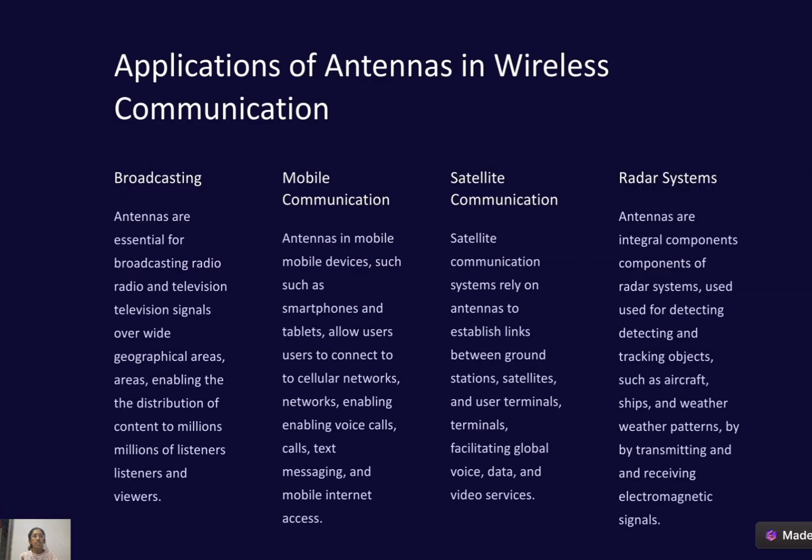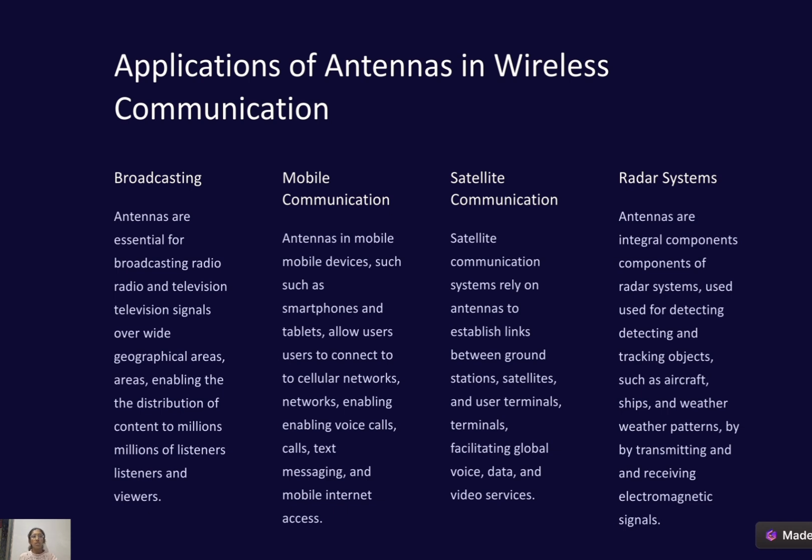Broadcasting: antennas are essential for broadcasting radio and television signals over wide geographical areas, enabling the distribution of content to millions of listeners and viewers. And mobile communication: antennas in mobile devices such as smartphones and tablets allow users to connect to a cellular network and enable voice calls, text messaging, and mobile internet access.